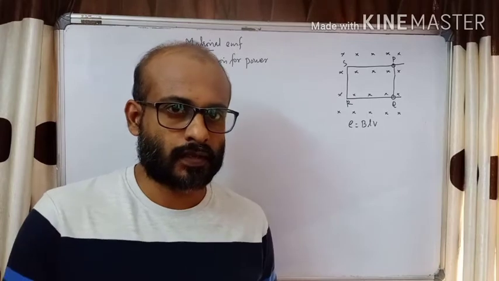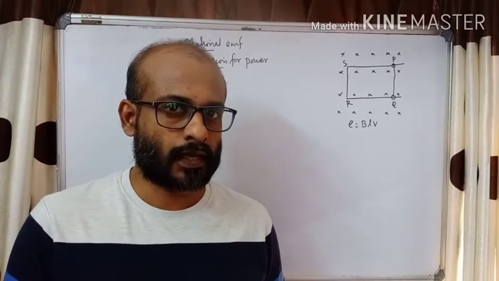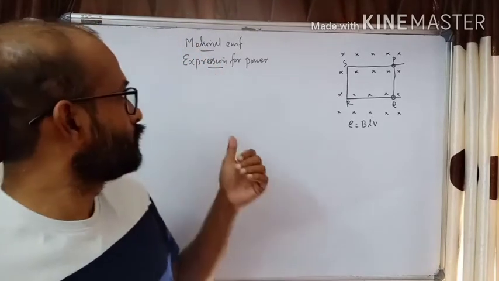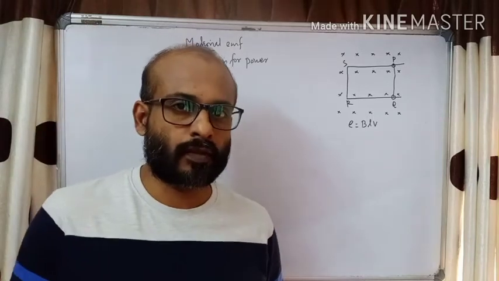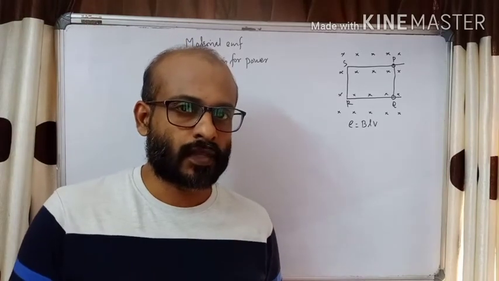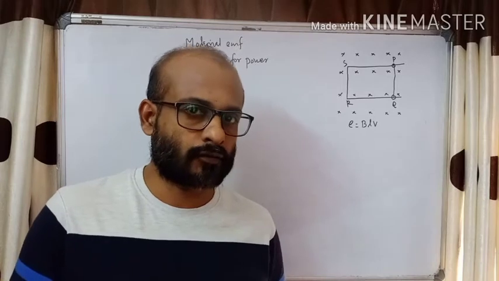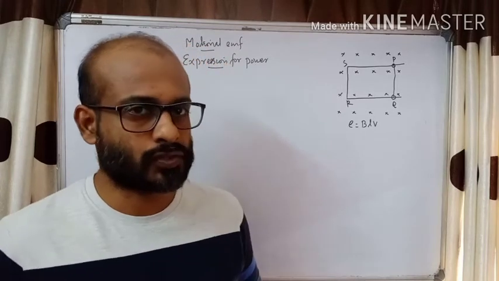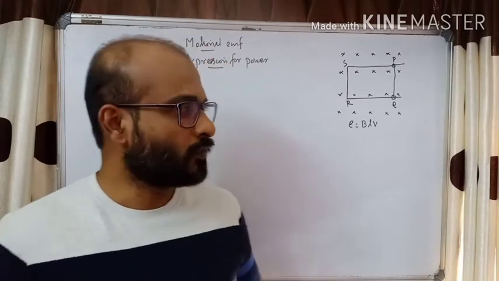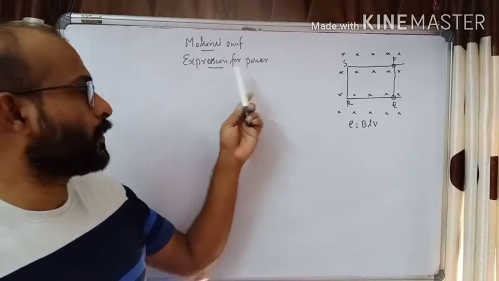In the last class, you have seen the expression for motional EMF. When we move a conductor in a magnetic field, across the ends of the conductor there will be an EMF developed. You have seen the equation for the motional EMF. Now, today we will see how you can find the expression for power.